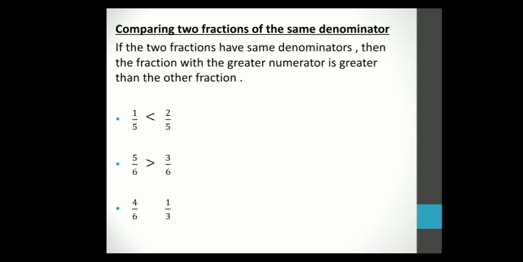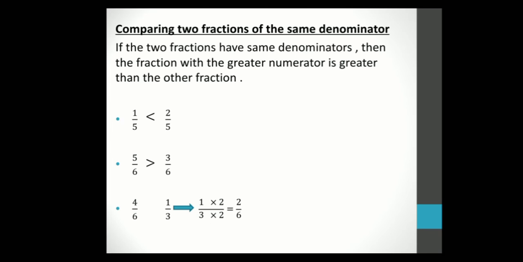Another one, I have 4 over 6 and 1 over 3. But the two denominators are different. So I look at the second denominator. Can I convert 3 to be 6? Yes. So I take 1 over 3 and multiply both numbers by 2.